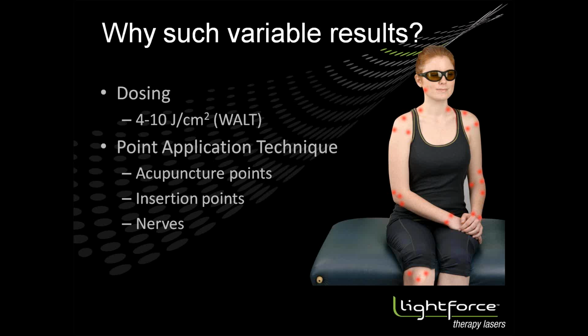And if you look at our little picture here, she looks like she has the measles or something, but we're trying to represent the treatment areas or point application techniques that are very common with some of the lower powered lasers. If you're treating carpal tunnel or epicondylitis, there are certain points you treat, maybe acupuncture points, trigger points or insertion points, or you're trying to hit nerves specifically where there's pain. You're going to be treating these little spots.